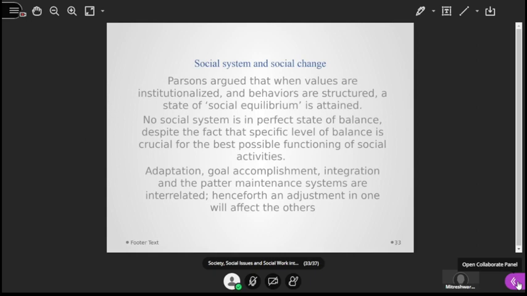Alors, social system and social change. Parsons argued that when values are institutionalized and behaviors are structured, a state of social equilibrium is attained. Alors, si nous avons une valeur et nous avons des behaviors, nous pouvons être en state of social equilibrium.